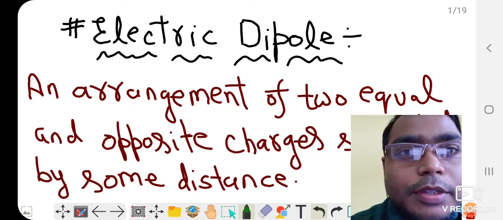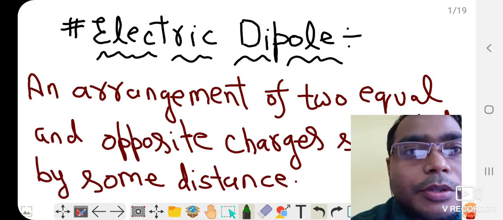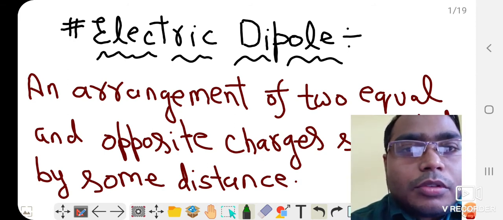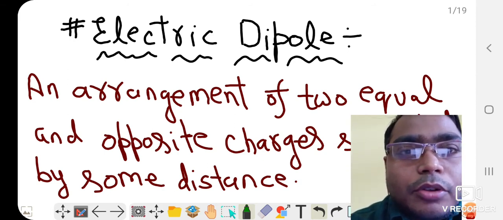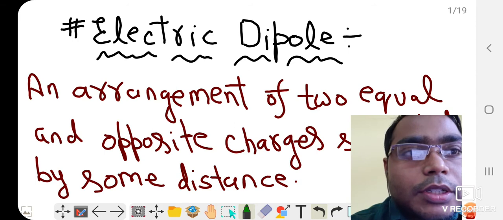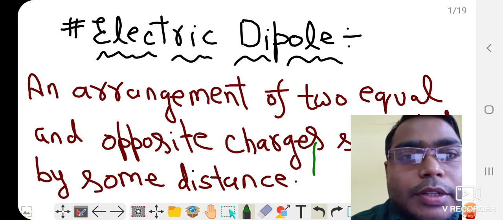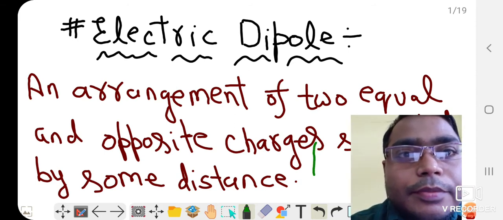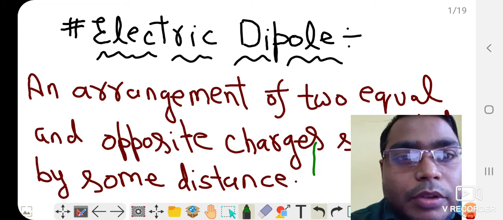Today we are going to discuss an important topic of the chapter, that is electric dipole. So what do we understand by the concept of dipole? Basically, what is a dipole? It is an arrangement of two equal and opposite charges which are separated by some distance. Let us try to understand the arrangement of this dipole.